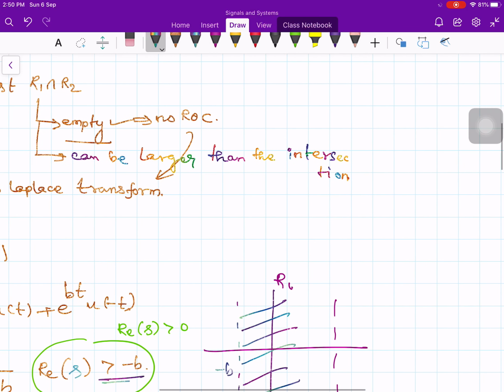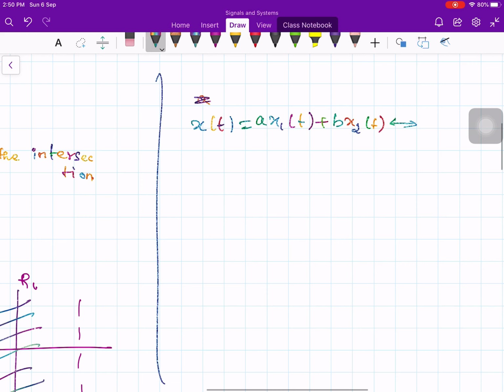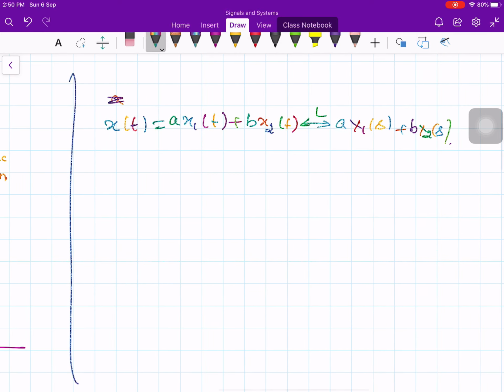That means what? Like you have x of t is equal to a times x1 of t plus b times x2 of t. Now in this expression, what is the Laplace transform? It is a times X1 of s plus b times X2 of s. That's what we got, right? Now what you do, you assume that a is equal to minus b, and x1 of t is the same as x2 of t. Now what will happen in the time domain? A times x1 of t, b is replaced by minus a, or you can replace minus b here.